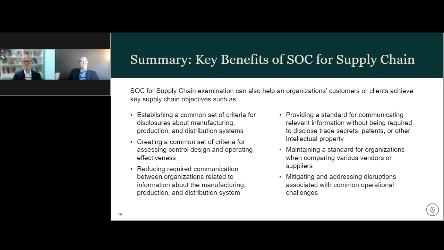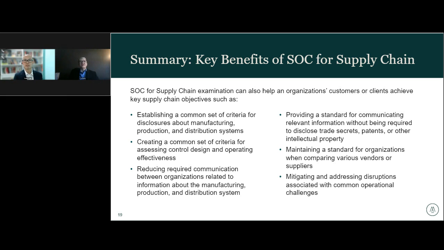This third bullet is what I think is most important, and I've seen it be extremely helpful for every type of SOC service I've provided. It reduces the required communication between organizations related to information about manufacturing, production, and distribution. Most of the time, probably the most common SOC report in the world right now is the SOC 2. If a company is providing some type of technology services to a customer, that customer frequently wants to see their SOC 2 to evaluate the security and processing integrity and availability as applicable.